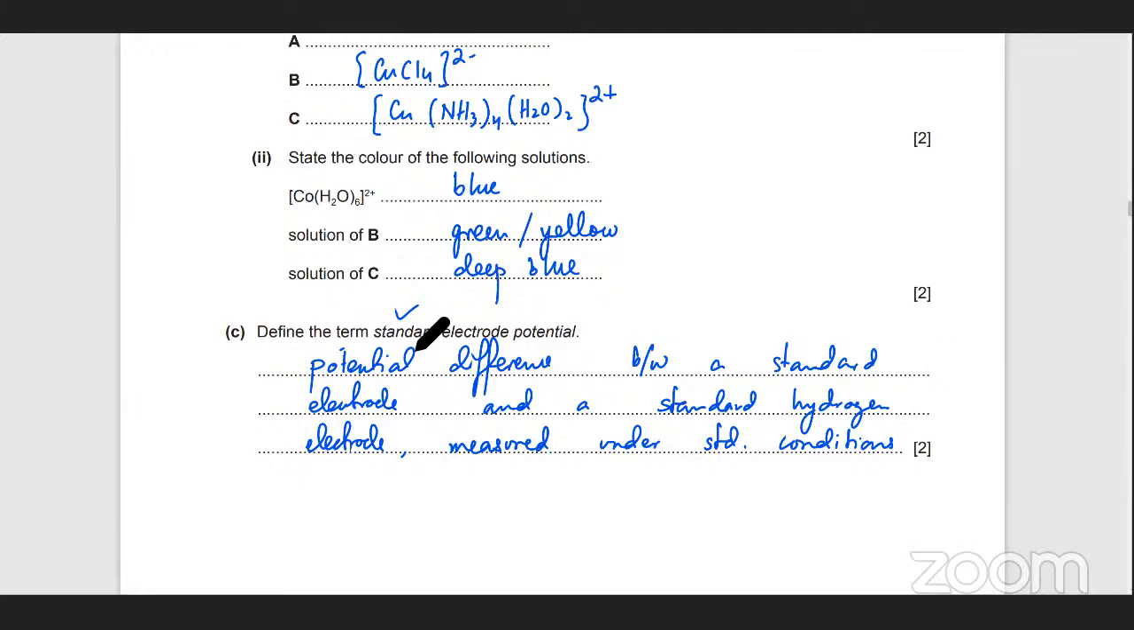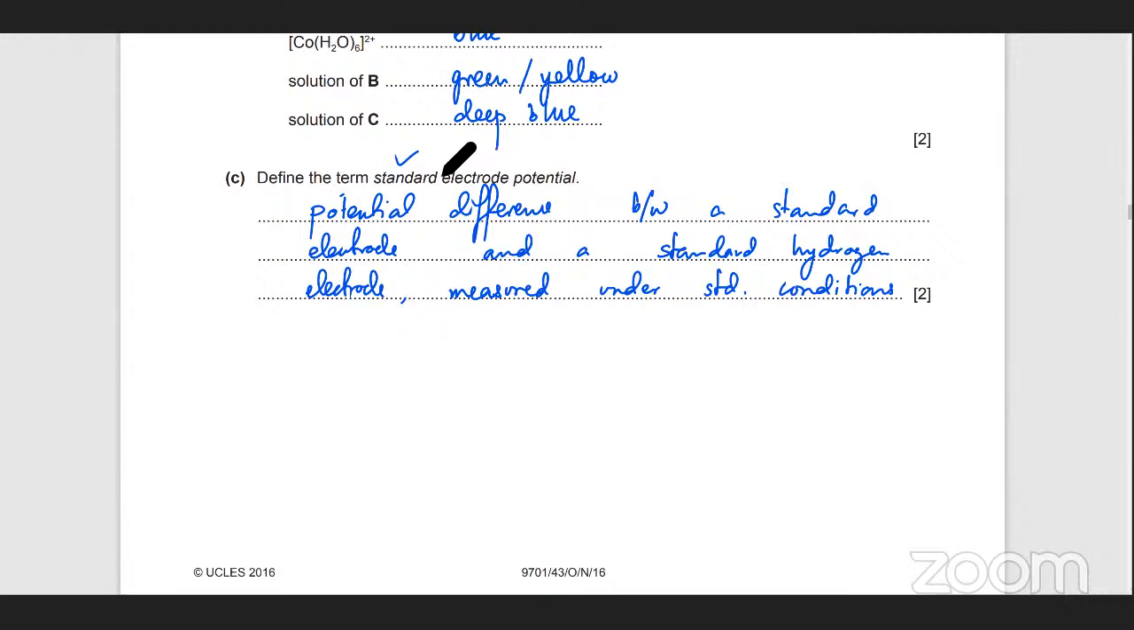Because the word standard is used. Okay, remember, whenever you have a definition and the word standard is used, you always have to mention the conditions in the bracket. So it's 298 kelvins and 1 atmosphere pressure. And if there's any solution, that's going to be 1 mole per decimeter cube.